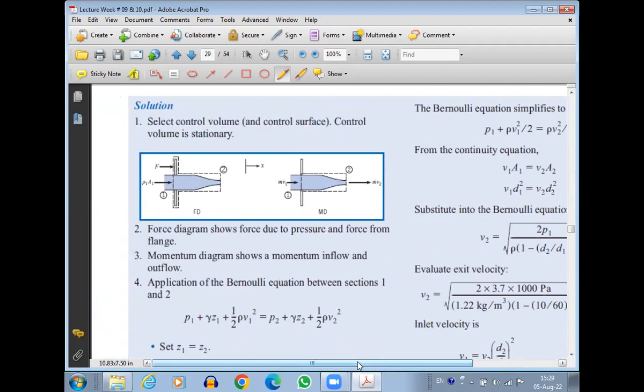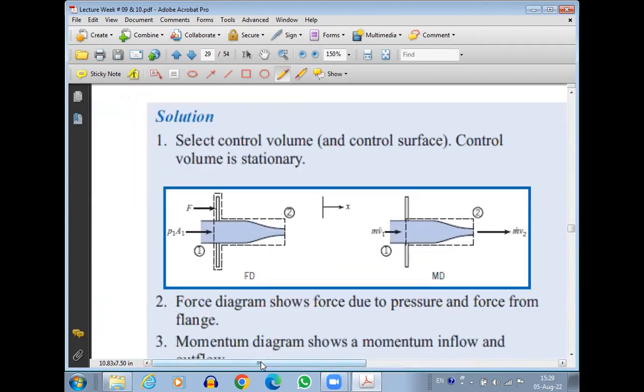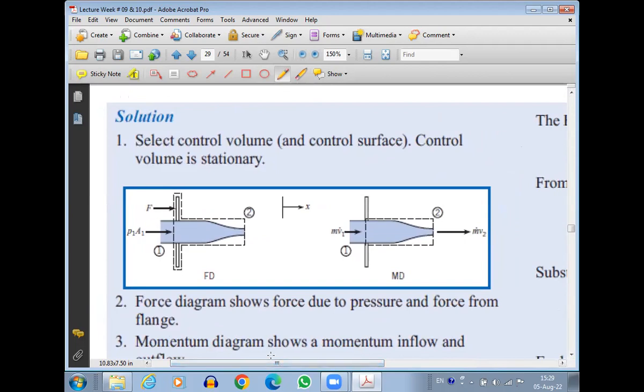Whenever we go for the solution, the first thing is that we need to draw the free body diagram. So we'll have a free body diagram, the force diagram, and the momentum diagram that we are going to develop here. Let's have a look at these diagrams. Force diagram. Here we have the nozzle. You see the dotted lines. This whole dotted line region is our control volume.